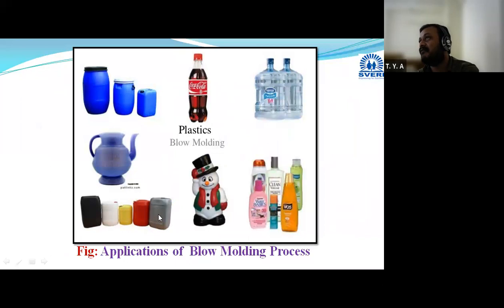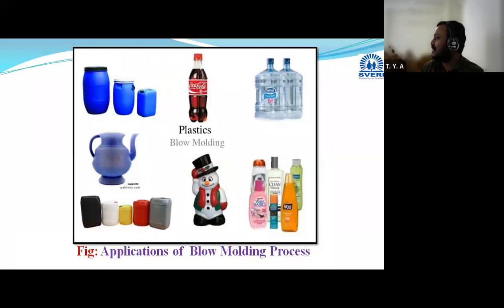Then different kinds of containers. These are the water storage jars, and different tube-shaped materials used in cosmetics. All these are manufactured with the help of blow molding. Different containers, drums. In short, this blow molding process is used for manufacturing hollow components. We are not manufacturing solid parts here.